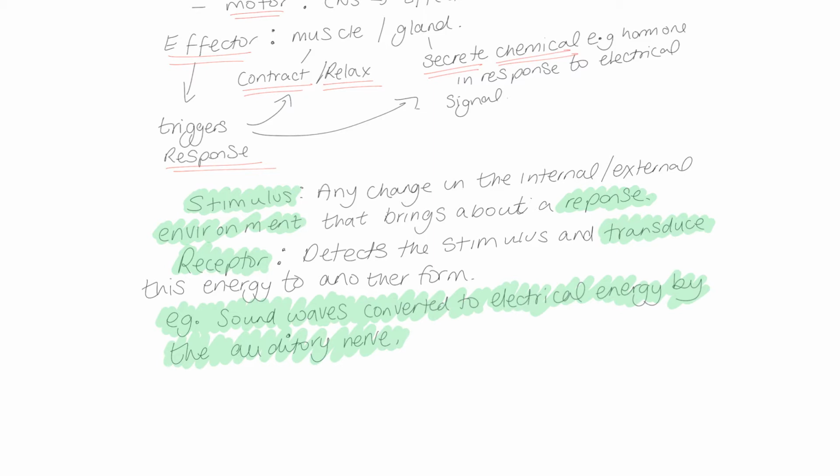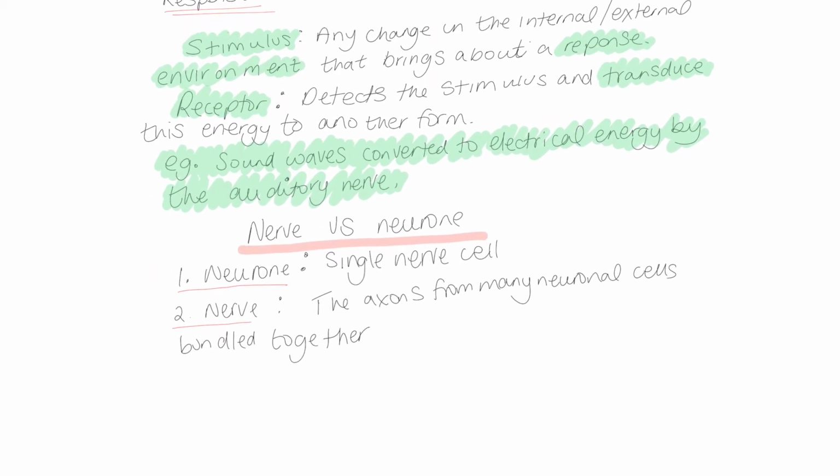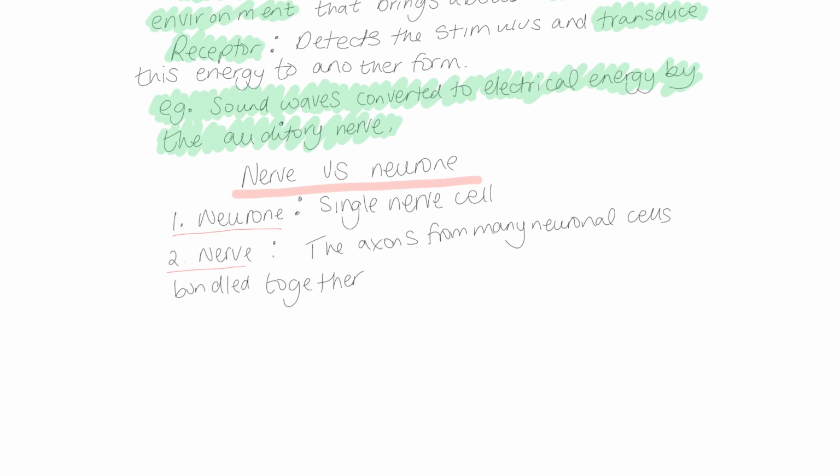Sometimes we can accidentally use the words nerve and neuron interchangeably, but it's really important that we understand the difference between these two words. A neuron is a single nerve cell. And whenever we're talking about things on a cellular level, we should be using the term neuron. A nerve is a bundle of neurons. A nerve is the axons of many neuronal cells all bundled together.